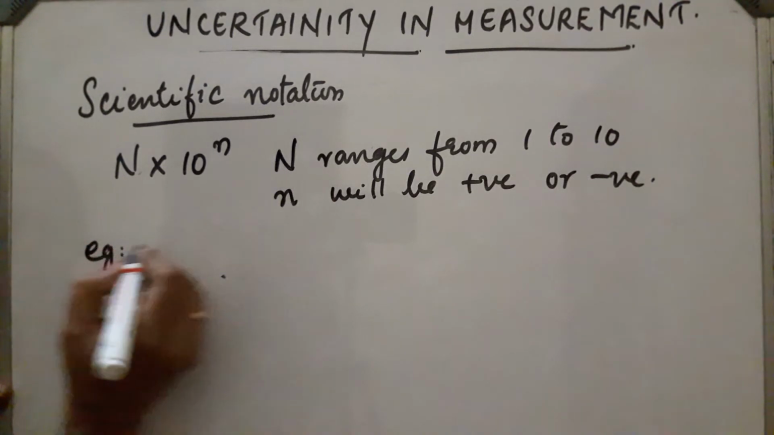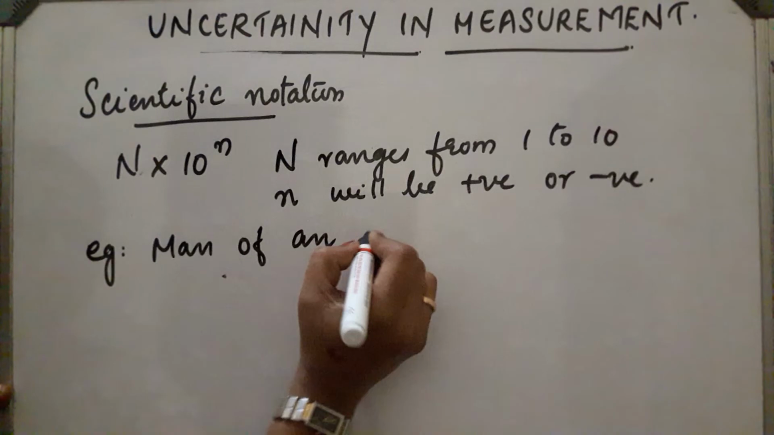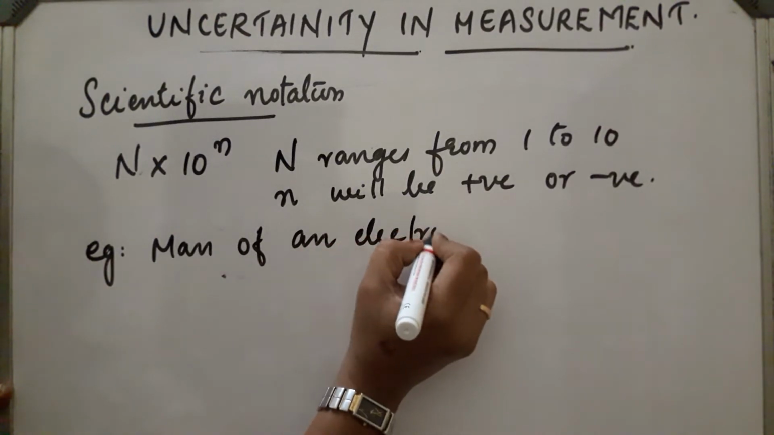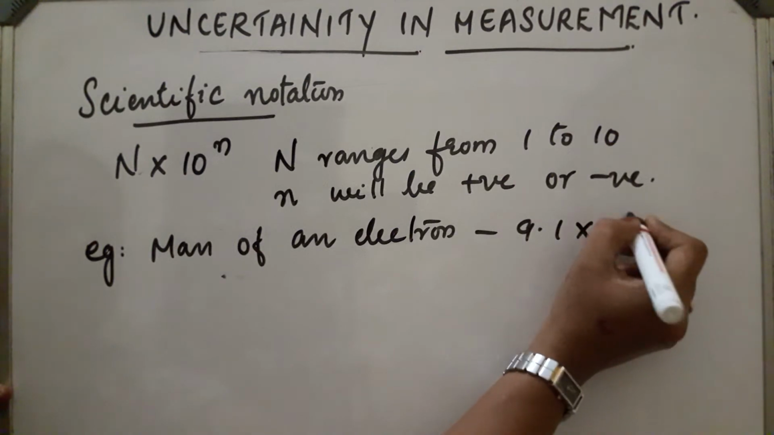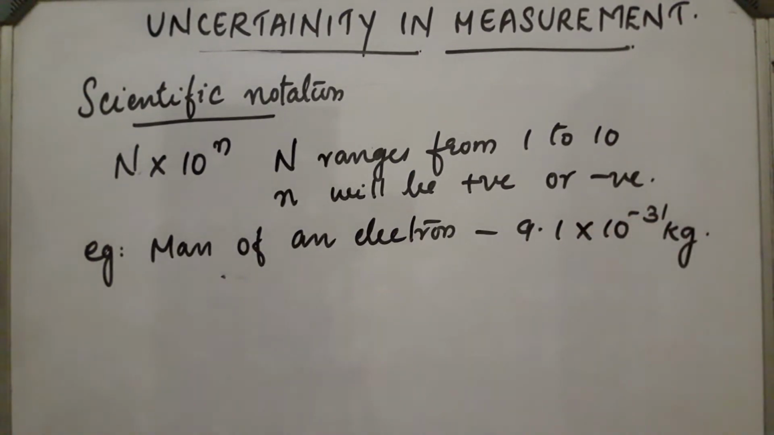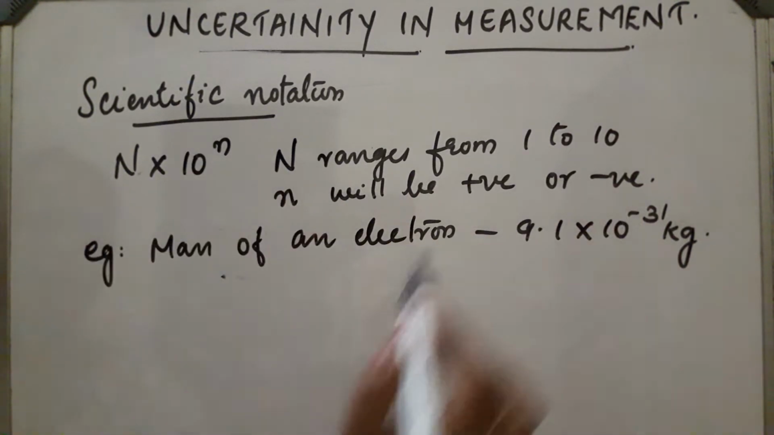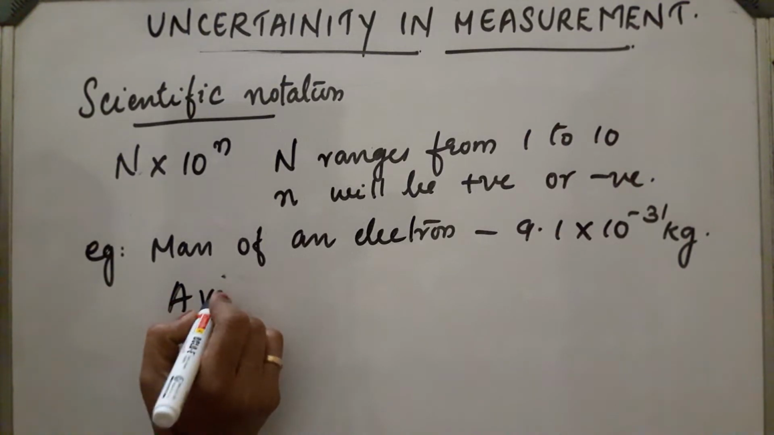For example, the mass of an electron is 9.1 into 10 raised to minus 31 kilogram. Here capital N will be 9.1 and small n will be minus 31. So we can easily represent that number. It is too small.